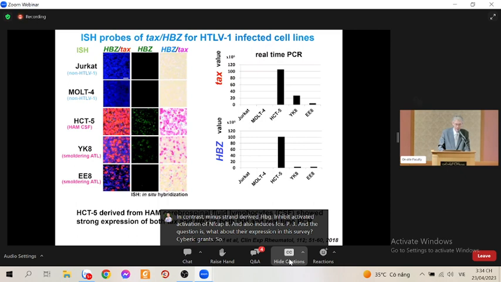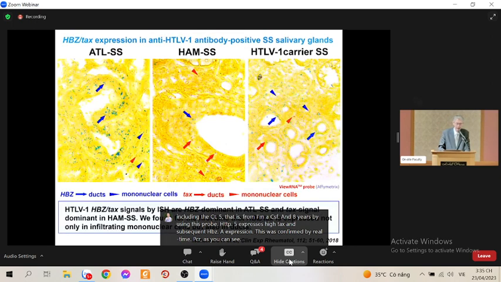So I used in situ hybridization probes for TAX and HBZ for the HTLV1 infected cell lines, including HCT5, that is from HAM-CSF, and ATL cell lines. By using this probe, HCT5 expresses high TAX and subsequent HBZ expression. This was confirmed by real-time PCR, as you can see.